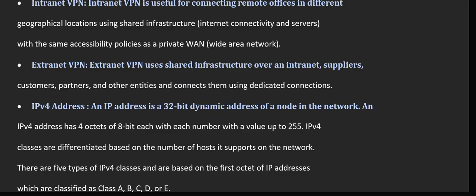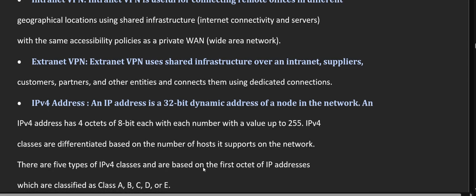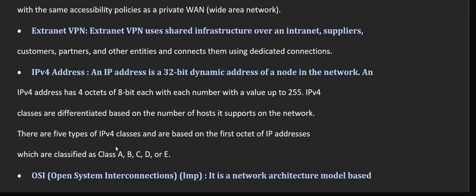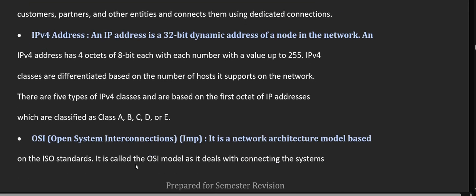So I am with the concept of the IPv4 address. That is, an IP address is a 32-bit dynamic address of a node in the network. An IPv4 address has octets of 8 bits each, with each number having a value from 0 up to 255. And IPv4 classes are differentiated based on the number of hosts supported on the network. So we have 5 types of IPv4 classes, based on the IP addresses. We have A, B, C, D, E.